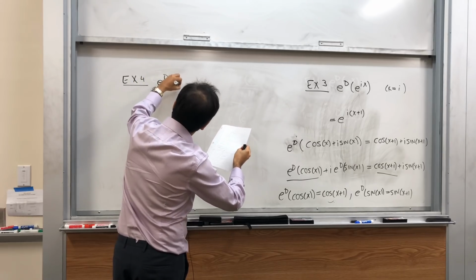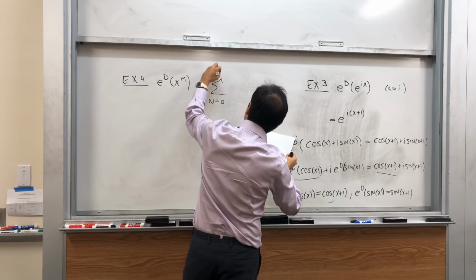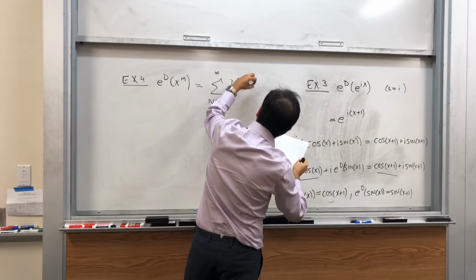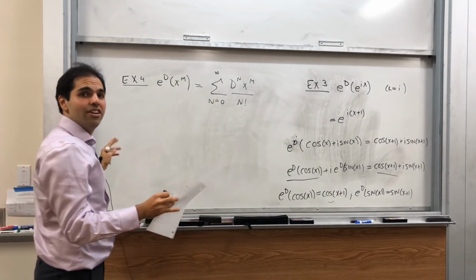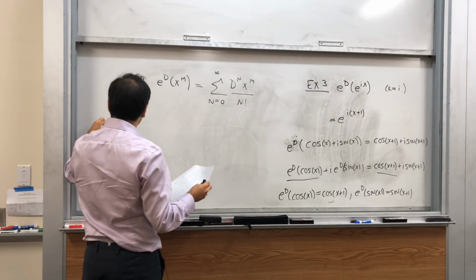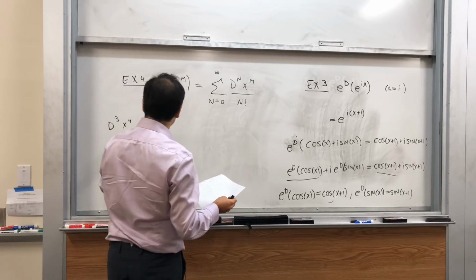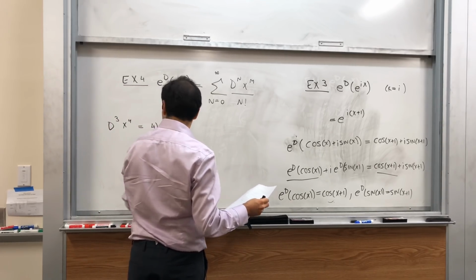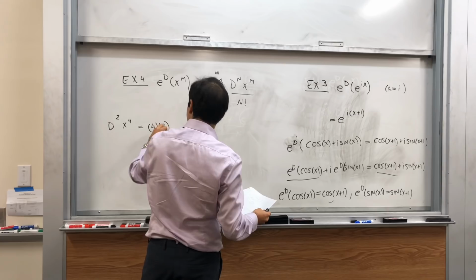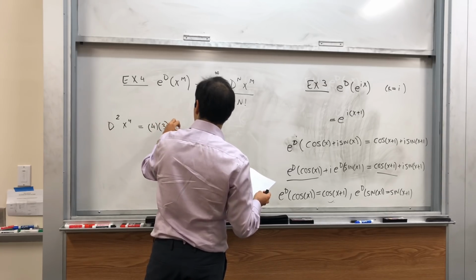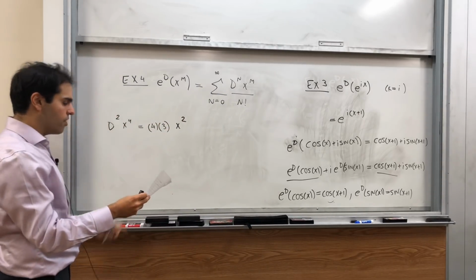E to the d, x to the m. Well, that equals the sum from 0 to infinity of d to the n, x to the m, over n factorial. And let me just give you a little example to see what's going on. What if you differentiate x to the 4th twice? Then it becomes 4 times 3 times x squared. And in particular, what does that mean?